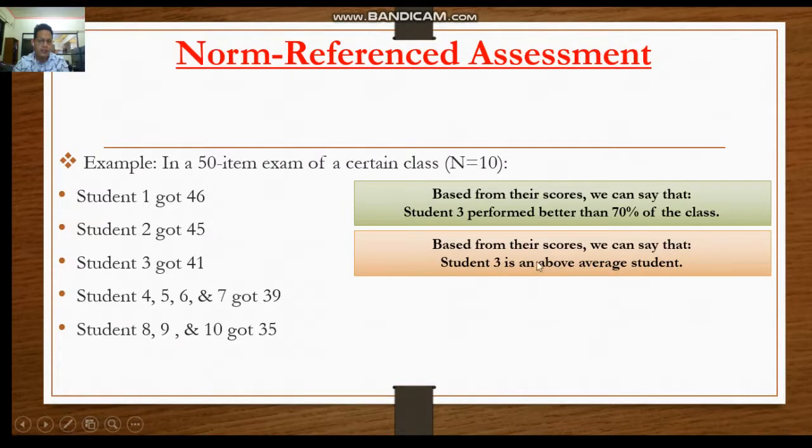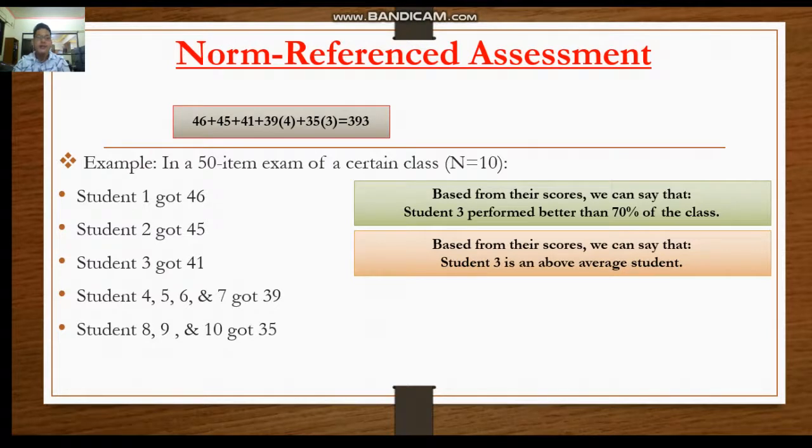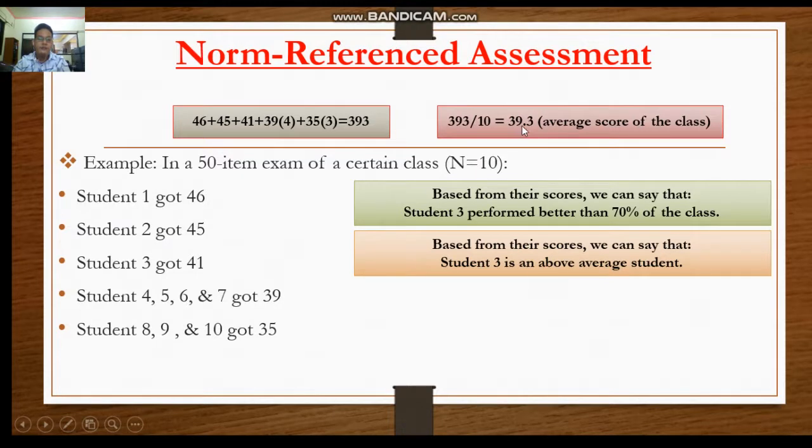Now, how did we get here? How did we get this conclusion of an above average student? Okay? So we have here the scores of our students: 46, 45, 41, four 39s, and three 35s. If we add all their scores, that would result in a sum of 393. So 393 divided by 10 students gives us 39.3. That is now our average score of the class. So we are going to round it off. Our average score is 39.